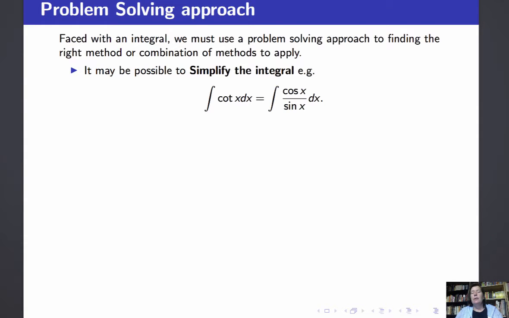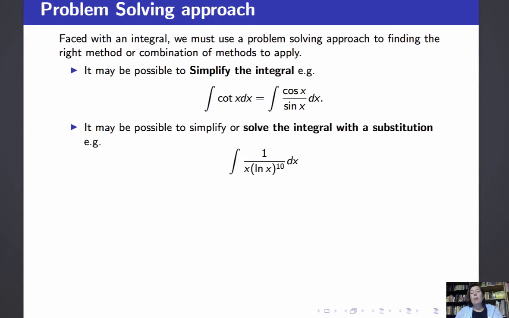As you approach an integral, it's good to have a creative or a problem-solving frame of mind, and it's good to keep in mind what tools we have in our toolbox in the background. Always keep in mind that it might be possible for you to simplify the integral by just simply rewriting functions. For example, the integral of cotangent of x, we can rewrite this as the integral of cosine of x over sine of x, and once we've done that, it's immediately obvious that the substitution u equals sine of x will make this integral very simple.